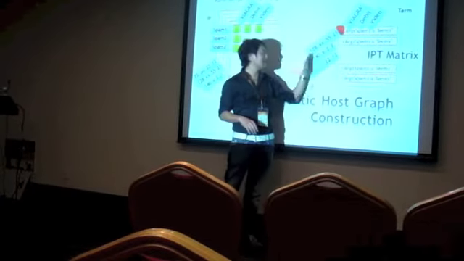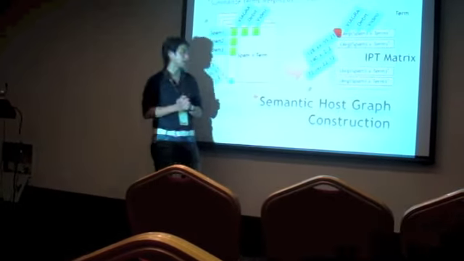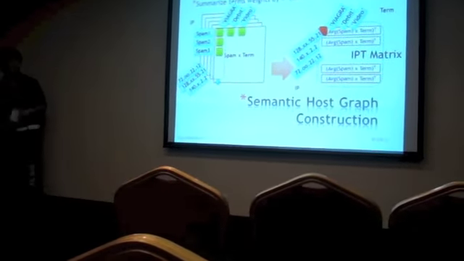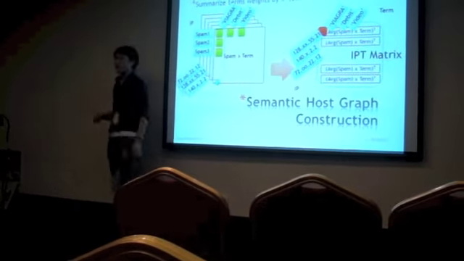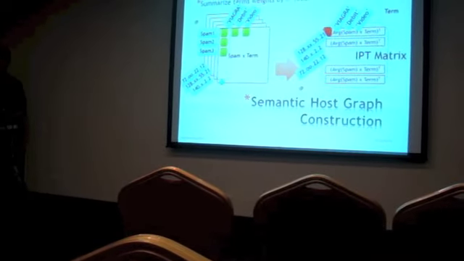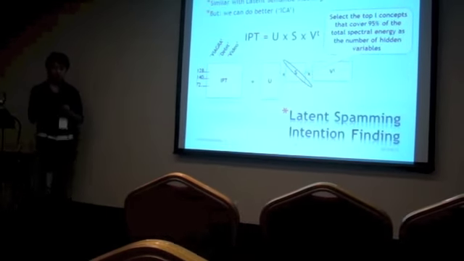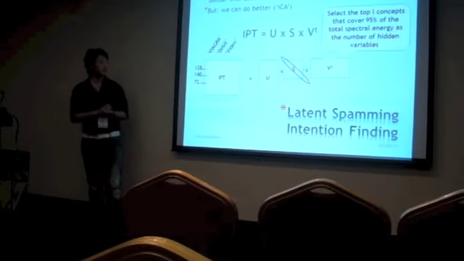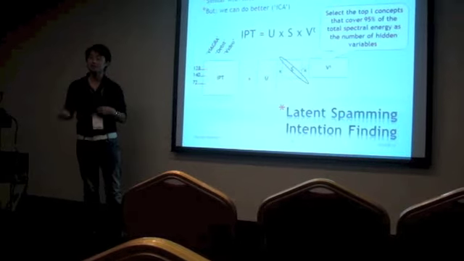This IPT matrix is IP to terms, and with this IPT matrix we can do further analysis. We can cluster according to the IP address. This IP address represents the specified botnet. And how many intentions are inside? So we want to find the number of intentions.